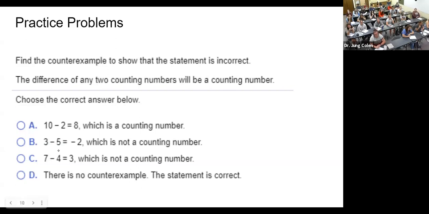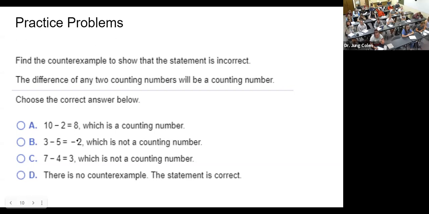How about this? 3 minus 5. It is a difference of any two counting numbers, because 3 is a counting number, 5 is a counting number, 3 minus 5 is difference between two counting numbers. Now let's look at this number. Negative 2. Is negative 2 a counting number? No, it's not. Counting number starts from 1. 1, 2, 3, 4, 5, those are counting numbers. Negative 2 is not a counting number. It's a negative integer. So yeah. So this statement here, 3 minus 5, is the difference between any two counting numbers. But the answer is not a counting number. So it is a good counter example.